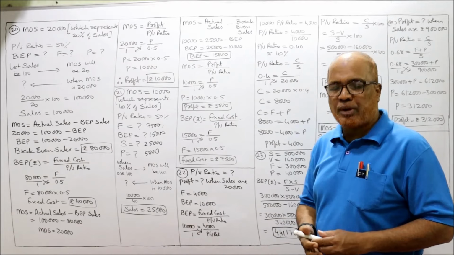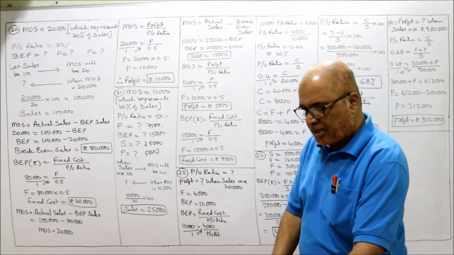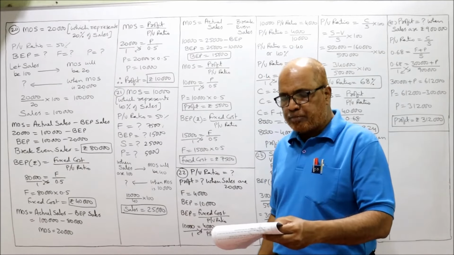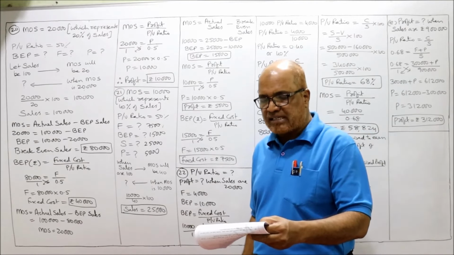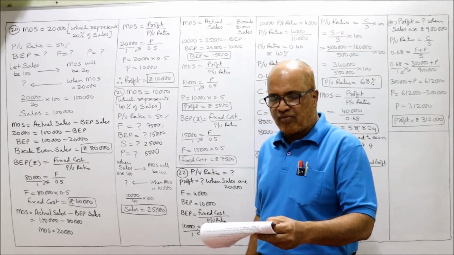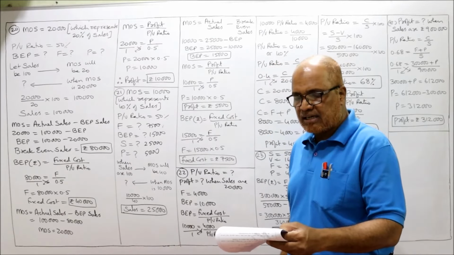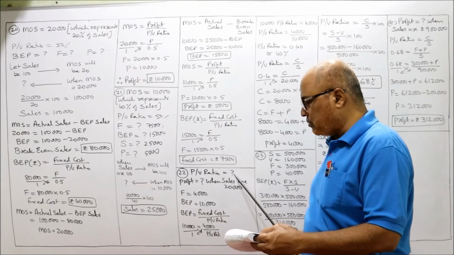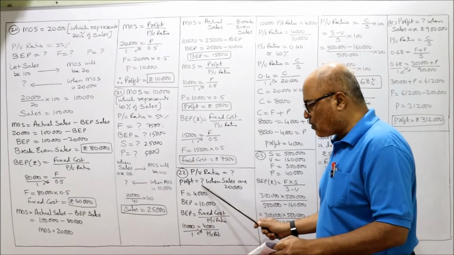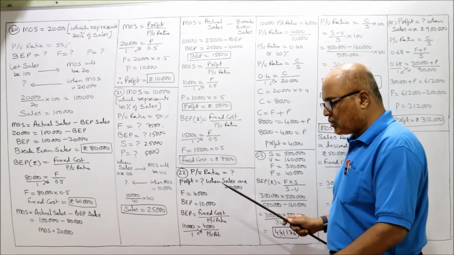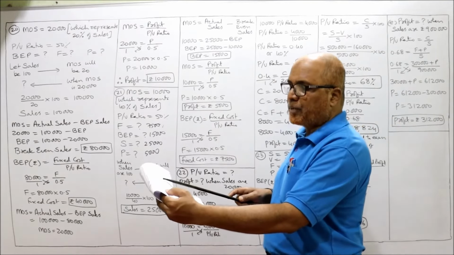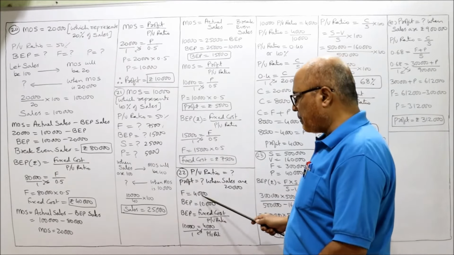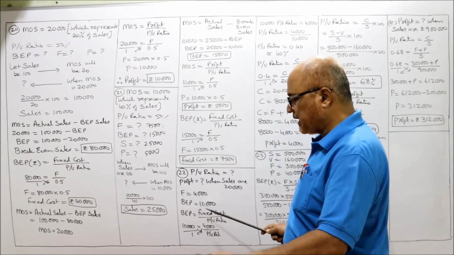Completed. 21st problem over. Now the 22nd problem. From the following, calculate PV ratio and profit when sales are 20,000, fixed expense 4,000 and break-even sales 10,000. First of all, what do we have to calculate? PV ratio we have to find out. And profit when sales are 20,000. Fixed cost is given in the problem, 4,000. BEP is given in the problem, 10,000.